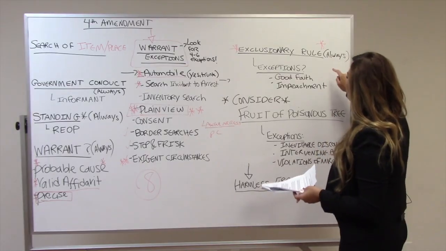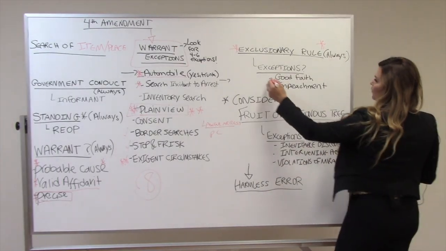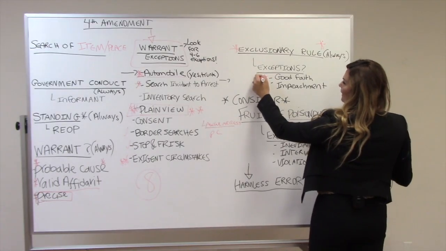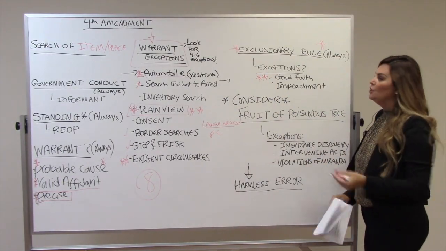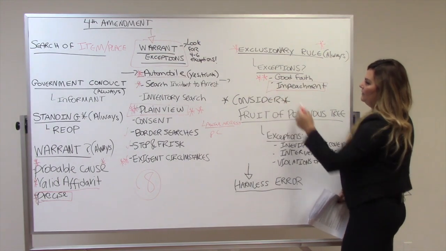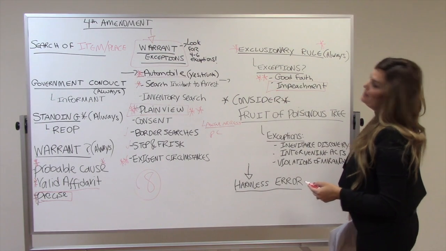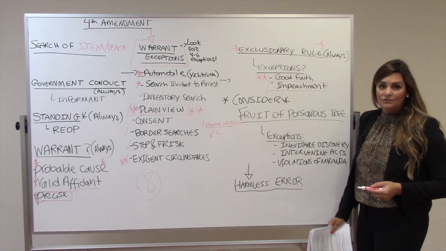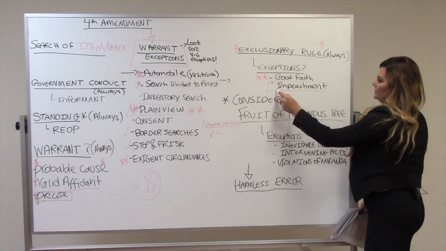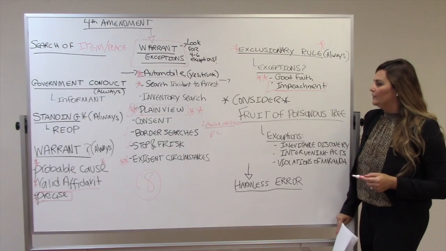Now, there are exceptions to the exclusionary rule. Good faith is a main one, and there are other ones within your long outline. Please know them. Don't miss them. And then impeachment is basically, if it can't come in under the 4th to be used against the defendant, maybe it can come in to impeach him or her. So this is just some extra brownie points. We see it in a lot of model answers here in California.